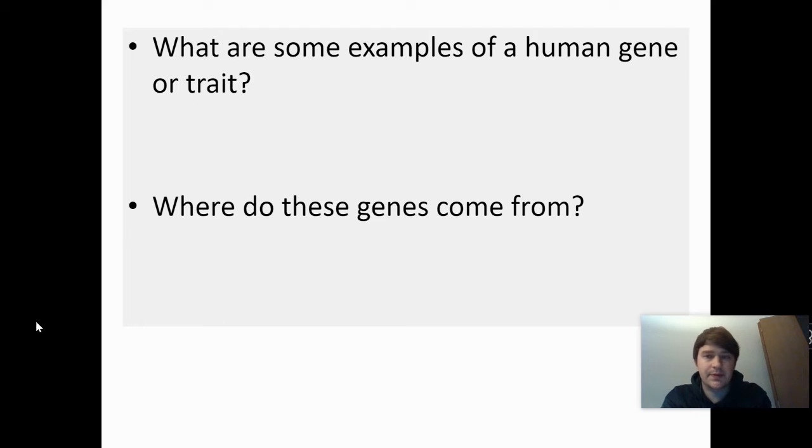What are some examples of human genes or traits? And where do these genes come from? So actually, it's kind of cool. If you looked it up on Google, there's a website where you can actually see which chromosome each trait comes from. For example, this trait might come from chromosome 6, and this one might come from chromosome 13. But we're not going to focus too much on that.